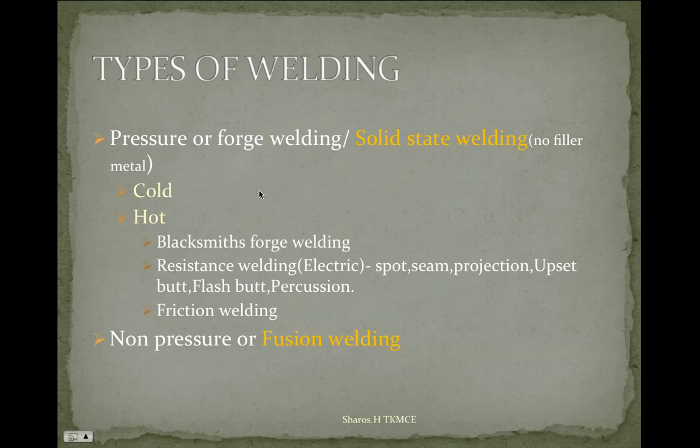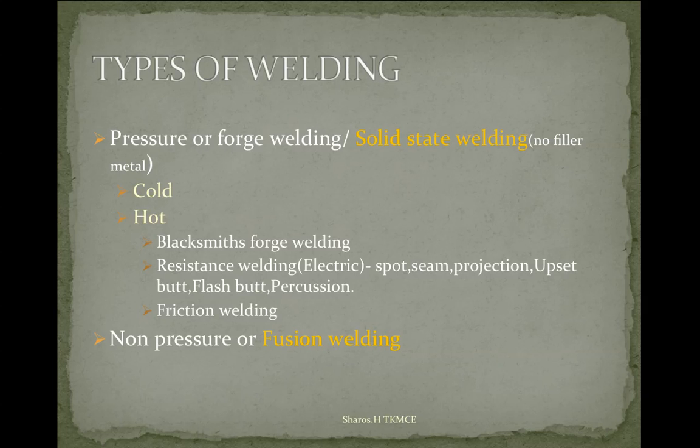Types of welding. Welding processes are of many types depending upon various parameters. Pressure or forge welding, or solid state welding. In this solid state welding process, no filler material is used. It may be a hot welding process or a cold welding process. Hot welding process is familiar to everybody. Blacksmith forge welding, resistance welding, butt flash, percussion, upset, projection welding, friction welding, etc. come under the hot pressure welding process.